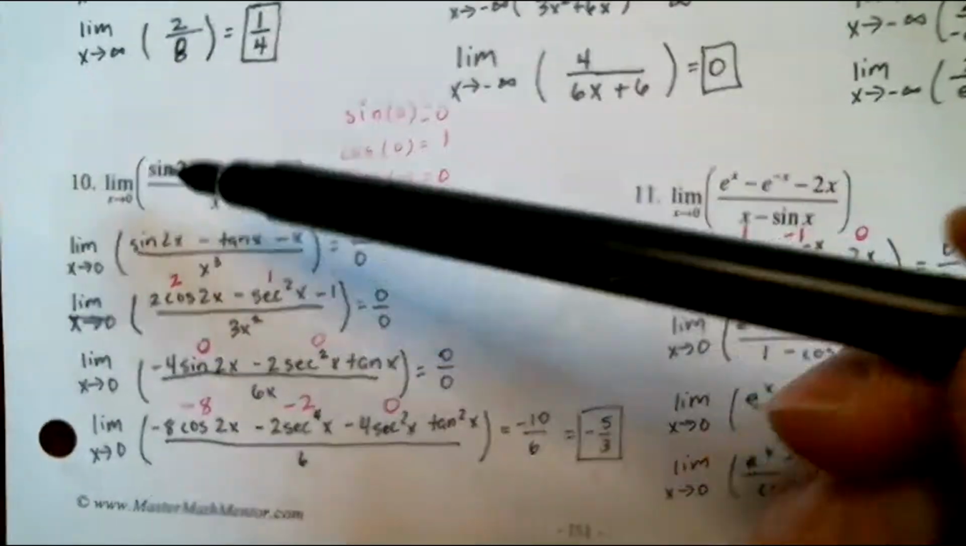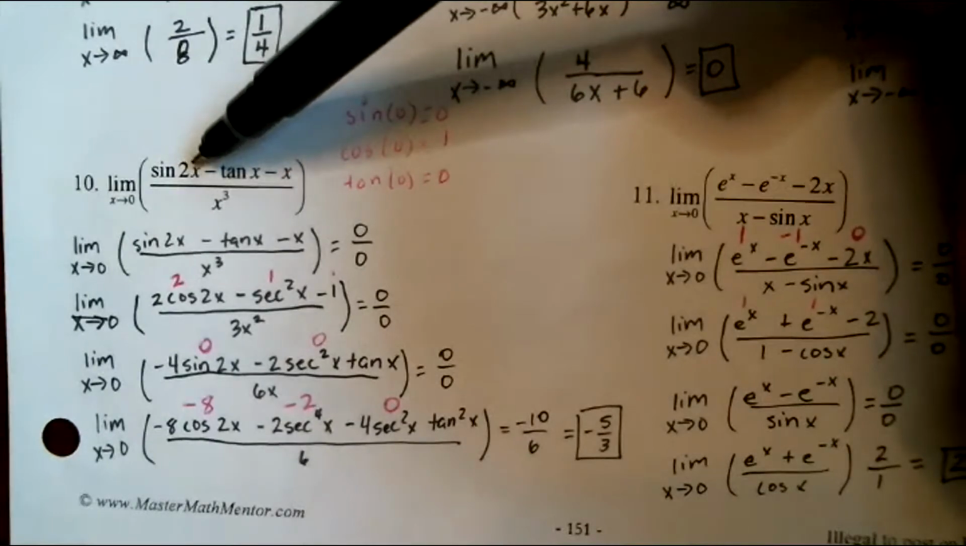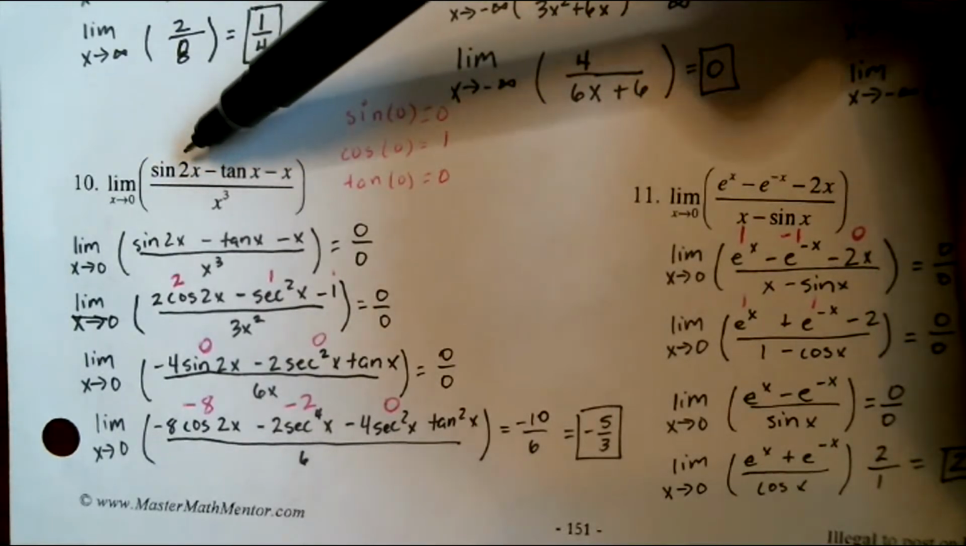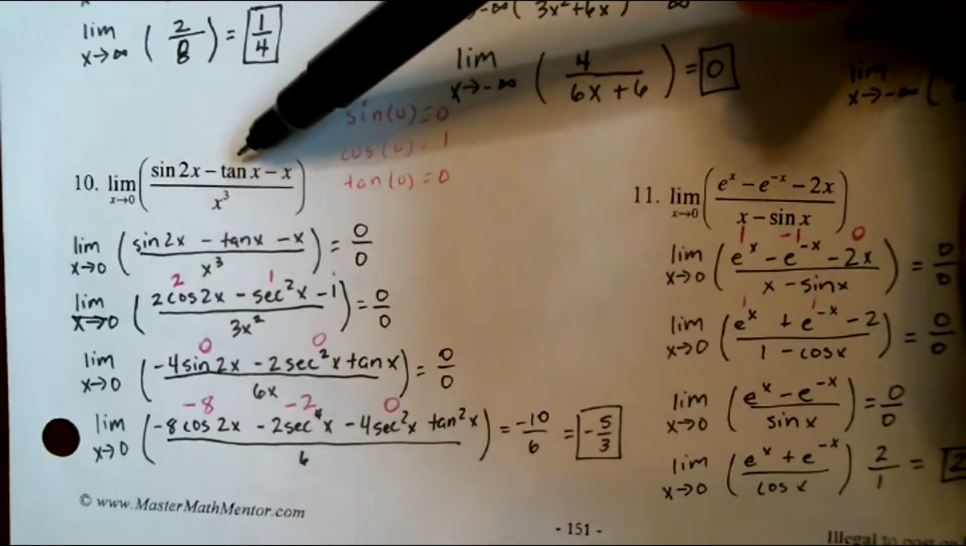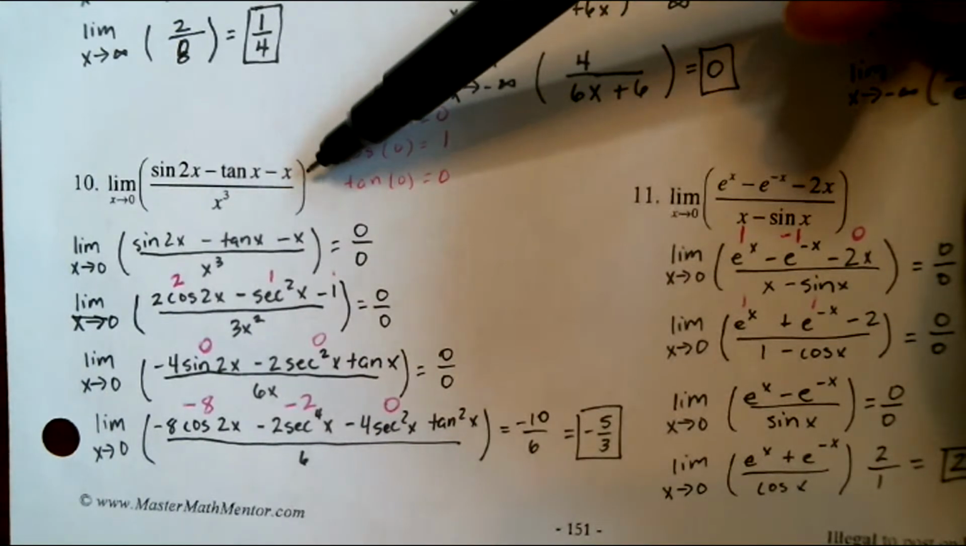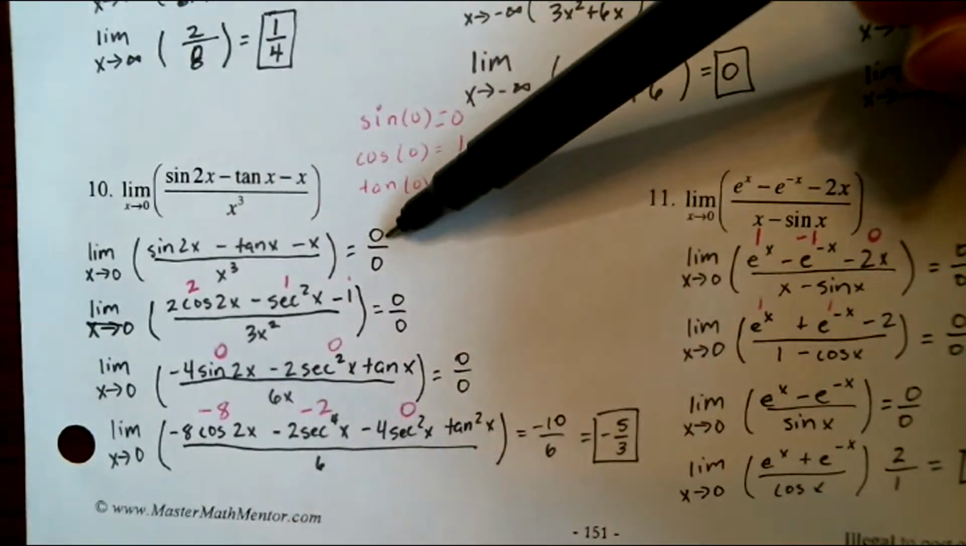Okay, so here we go. We start all limits by plugging in. So if I plug in a 0 here, sine of 2 times 0 would be sine of 0, which is 0, minus 0, minus 0. So that's 0. And I did that right here. And then plug a 0 in there. That's 0 over 0.